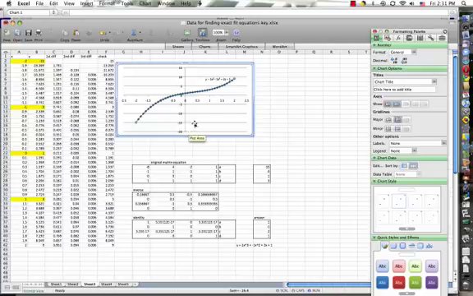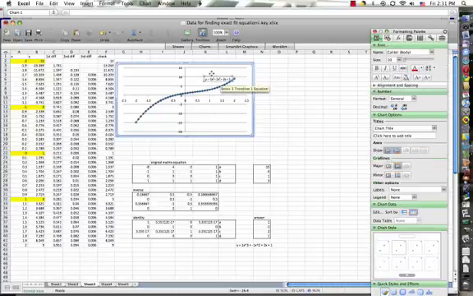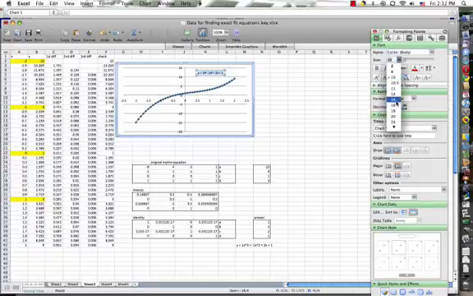and I have here this equation. I don't know if you can see it well, but let's increase our size here.